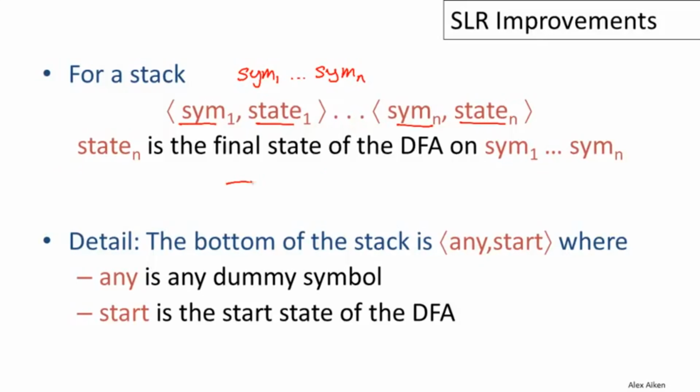So if I think about my stack, again, if I draw a little picture of a stack as a line, then the DFA state here, let's call this state I, will be the result of running the DFA on the entire stack contents to the left of that point. And again, if I look at some other point in the stack, the stack state that's stored there would be the result of running the DFA on the entire stack contents up to that point. And one small detail here is at the bottom of the stack, we have to get started. We need to have the start state stored at the bottom of the stack, and we just store that with any dummy symbol. It doesn't matter what symbol we pick.